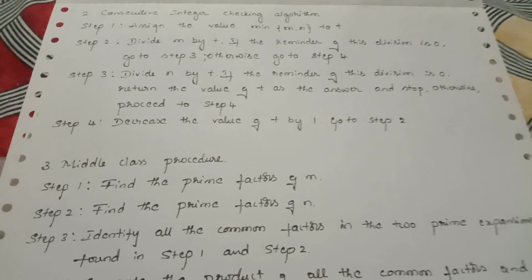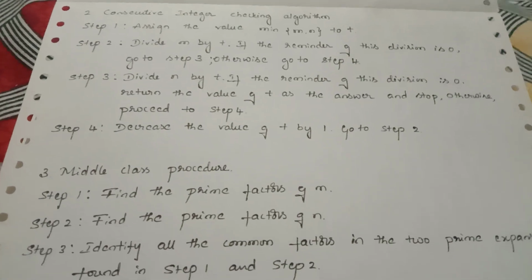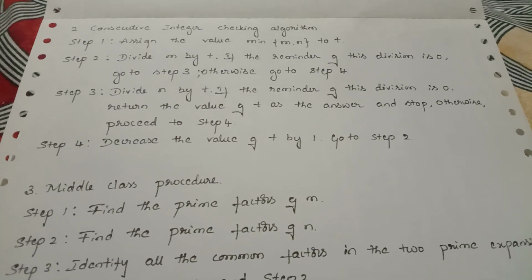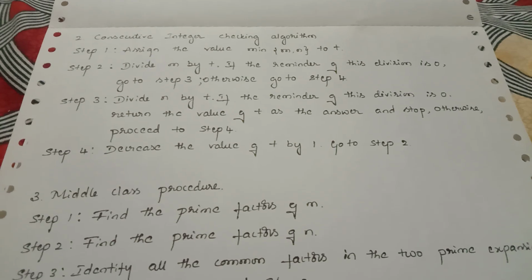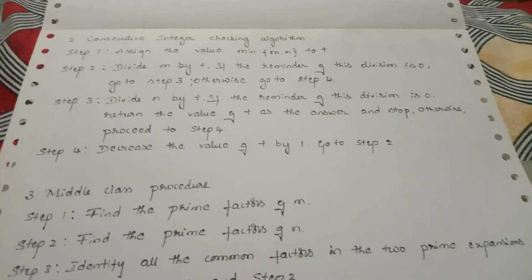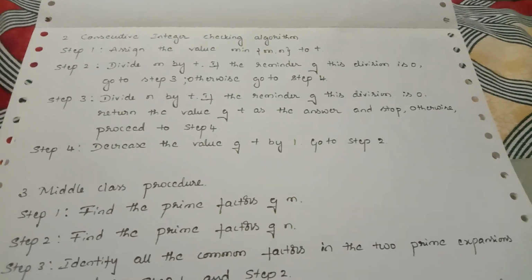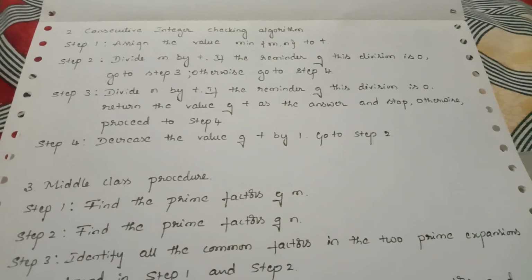So let us see the consecutive integer checking algorithm. Here step 1 is to assign the value, that is the minimum of m and n, to t. Divide m by t.